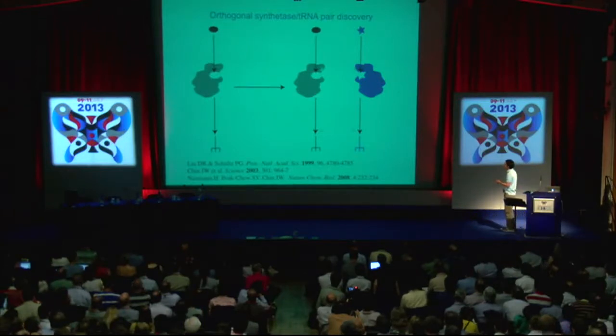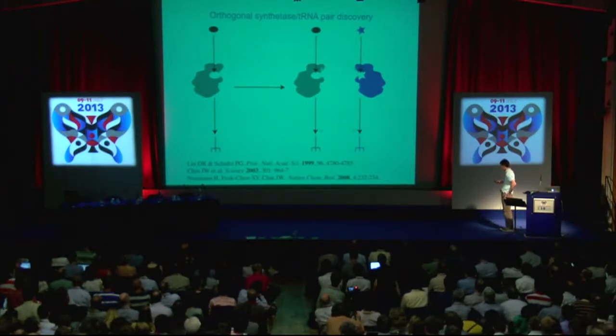So the first challenge is really how you get a new synthetase-tRNA pair in the cell that recognizes a new amino acid and puts that new amino acid into proteins in response to a new codon.